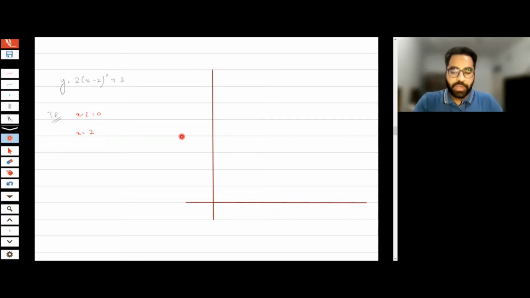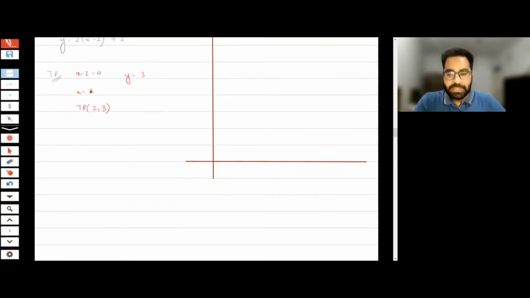Now, how do you find the y coordinate? Whichever number is getting added or subtracted outside the bracket is your y coordinate of the turning point. So over here, 3 is getting added. So my y coordinate of the turning point would be 3. So the turning point becomes (2, 3).